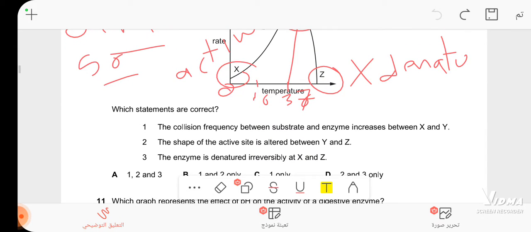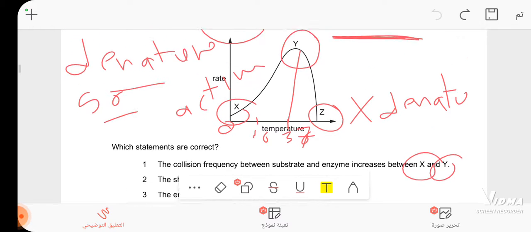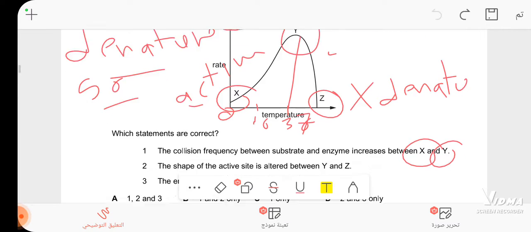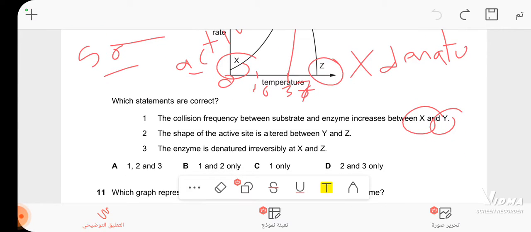The collision frequency between substrate and enzyme increases between X and Y. As we see, between X and Y the enzyme was at its highest activity. This can be considered a chemical reaction. When a chemical reaction is at its highest activity, there is a great number of collisions between particles, so we can say it is right. The shape of the active site is altered between Y and Z.